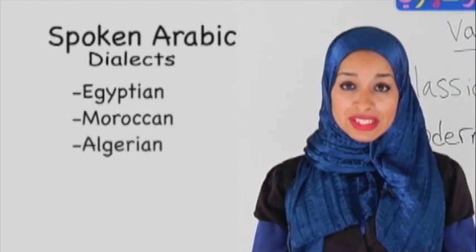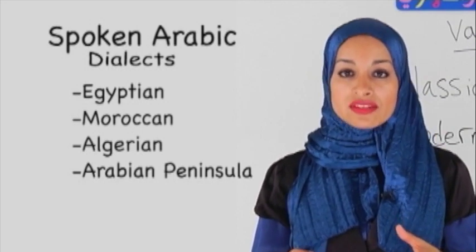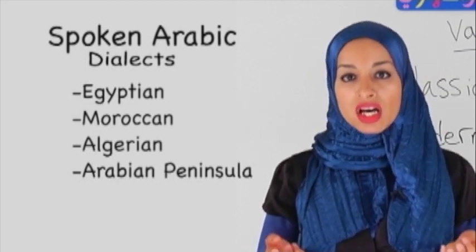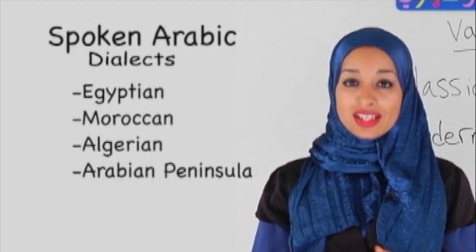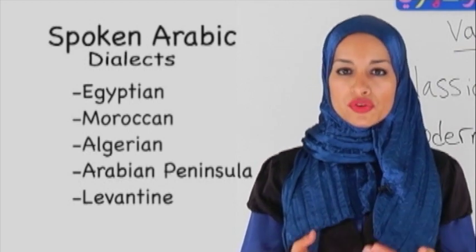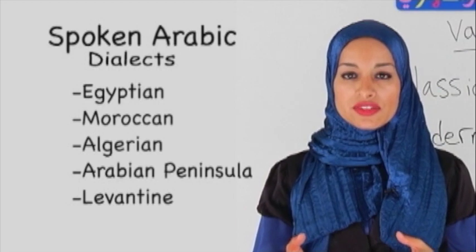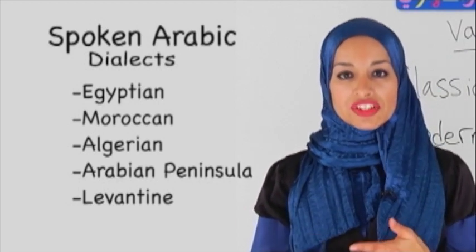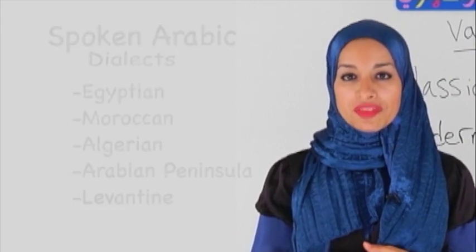There's also Algerian. There's the Peninsula dialect, the Arabian Peninsula. So that includes Saudi Arabia, Kuwait, any Gulf states in that region. You also have the Levantine, and that's also becoming increasingly popular. The Levantine Arabic covers dialects that are spoken in Jordan, Syria, Lebanon, Palestine, in that region of the Middle East.